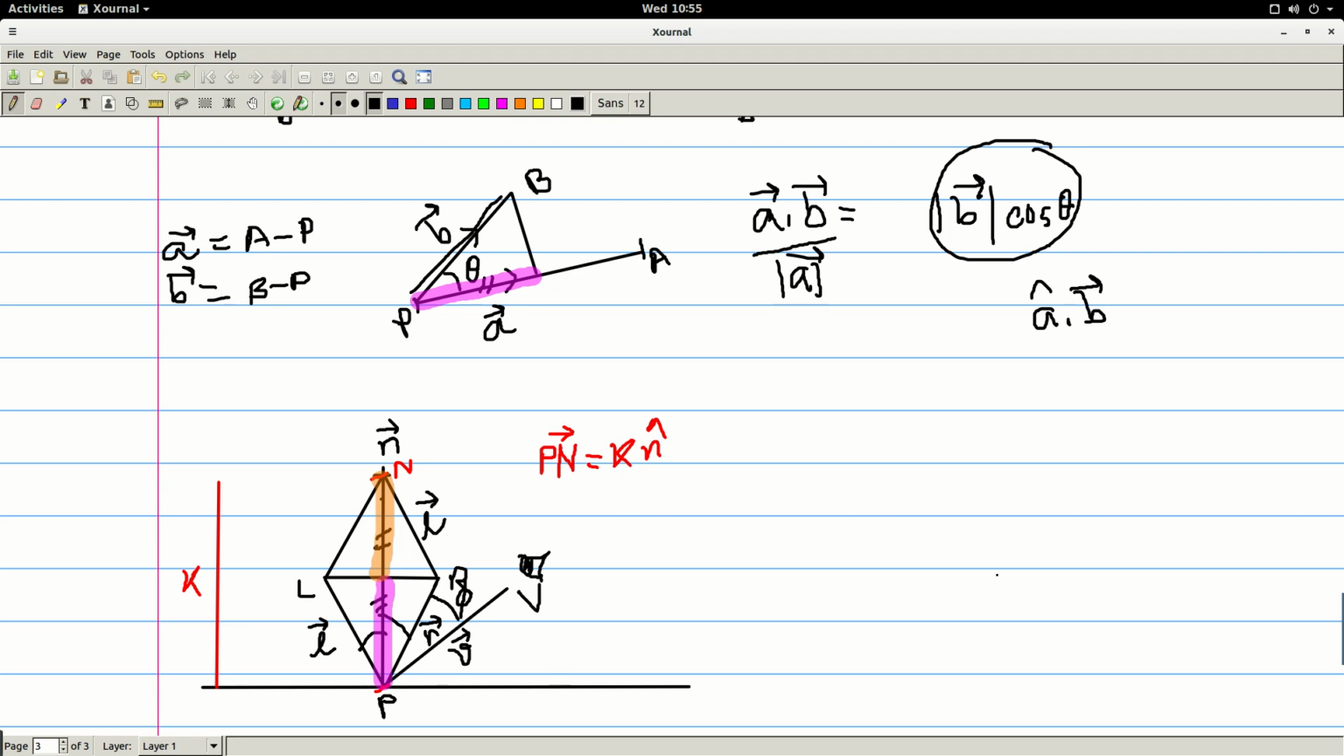We have a very similar problem over here. We have a vector B. We are projecting that onto vector A to find out this length.